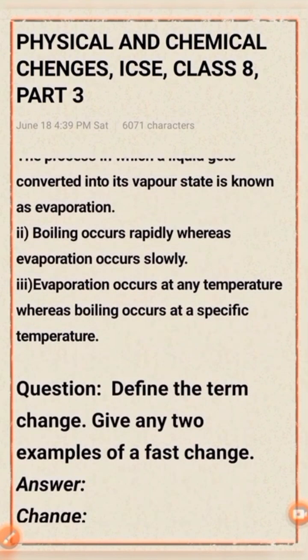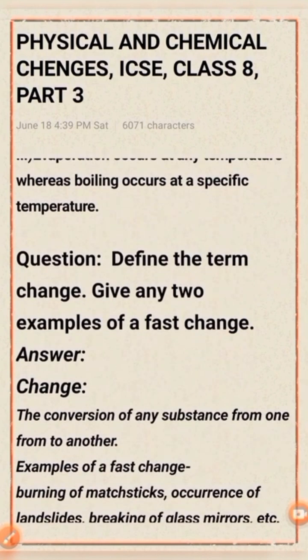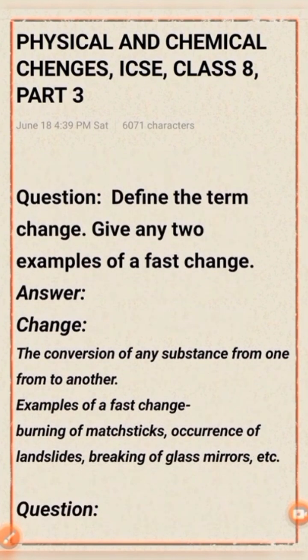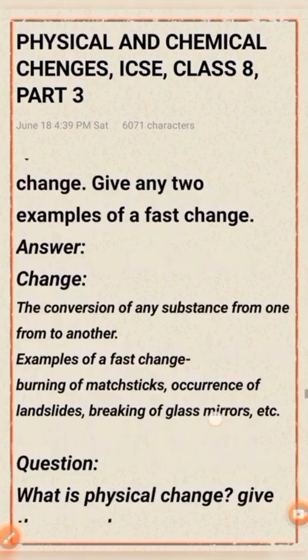Next question type: define the term change. Give any two examples of a fast change. Change is the conversion of any substance from one form to another. Examples of fast change: burning of matchsticks, occurrence of landslides, and breaking of glass mirrors, etc.